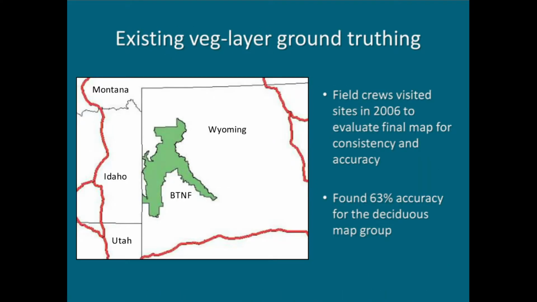And in 2006, there were field samples conducted to go back and inform the decision tree. They found, based on the field data, that there was 63% accuracy, which was the lowest end of map unit accuracies. So they wanted more data to put back into their field samples to further inform their decision tree.